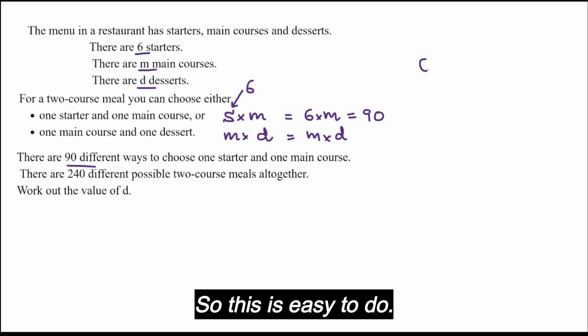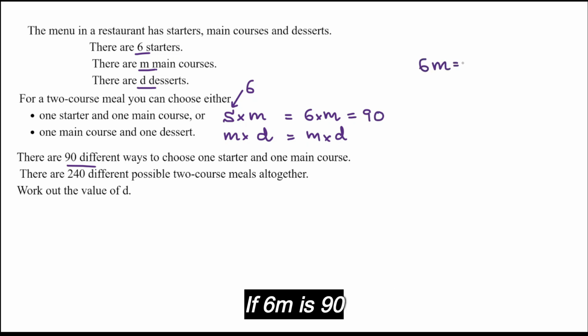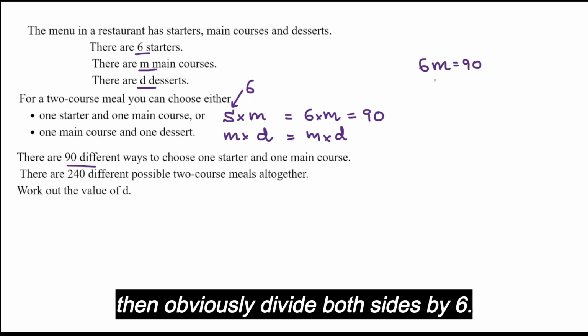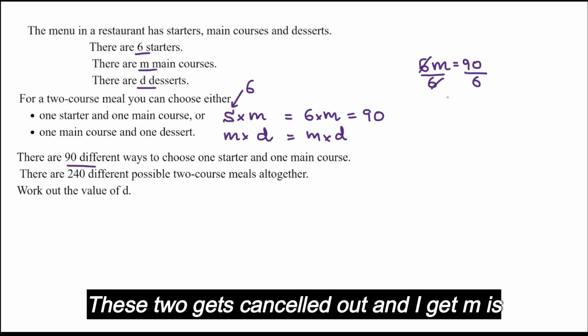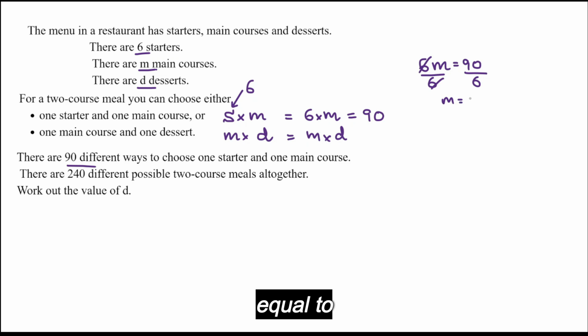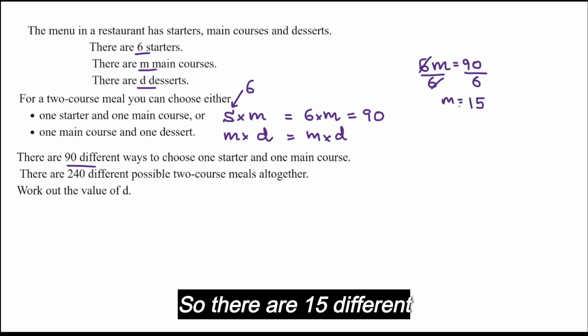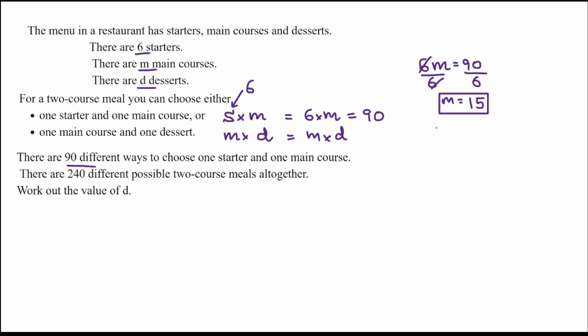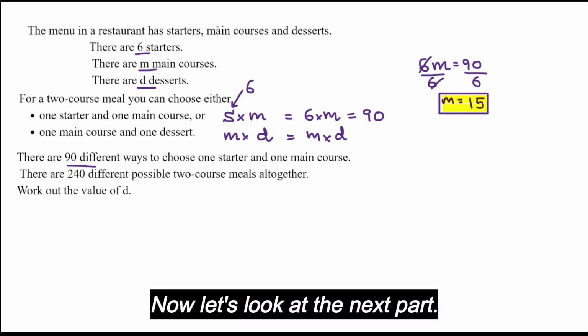So this is easy to do. If 6m is 90, then obviously divide both sides by 6. These two get cancelled out and I get m is equal to 15. So there are 15 different main courses available. Now let's look at the next part.